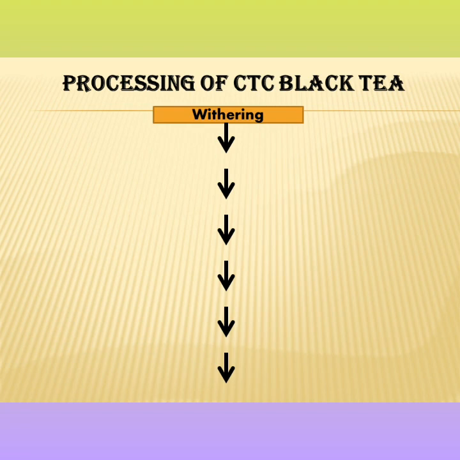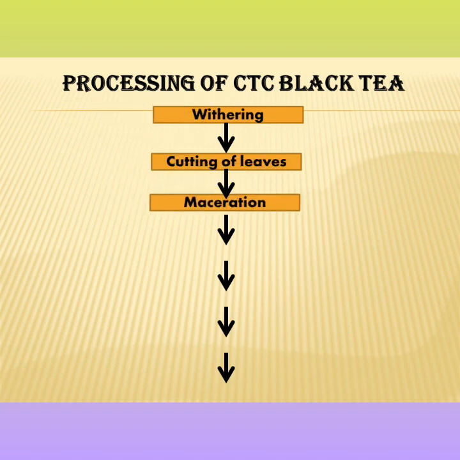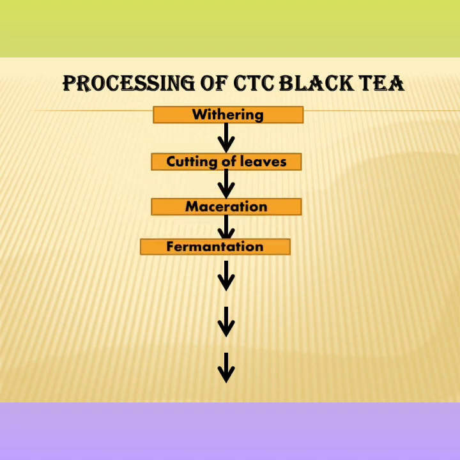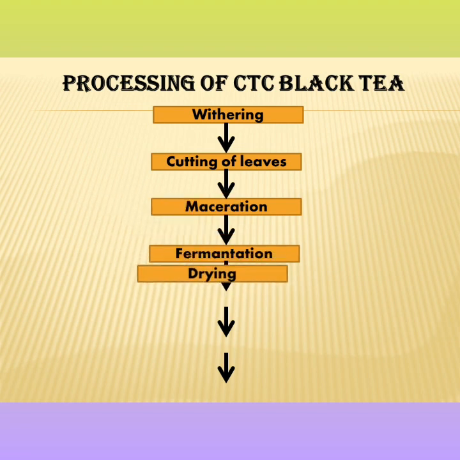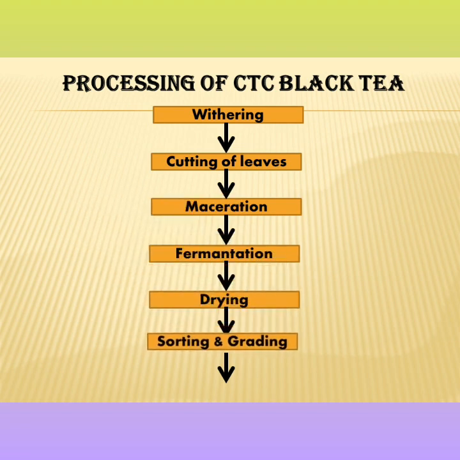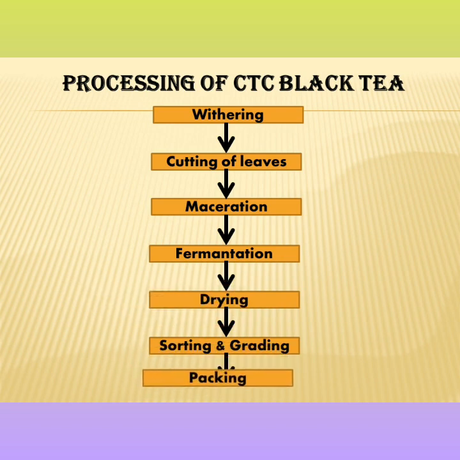Next to withering, there is the cutting of leaves. That is done by one machine called the rotor vane. We'll discuss later what the rotor vane is. Then after the cutting of the leaf, there is maceration. In maceration, the CTC, the full term, is derived. Maceration is basically, first you crush the leaves between two rollers. Then there is curling, tearing, and then curling. Then the fermentation, drying, and sorting and grading, and fine.